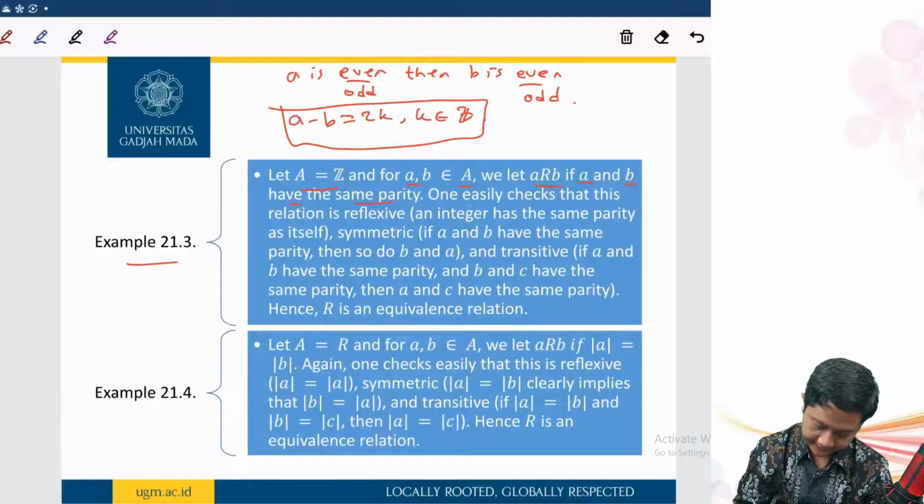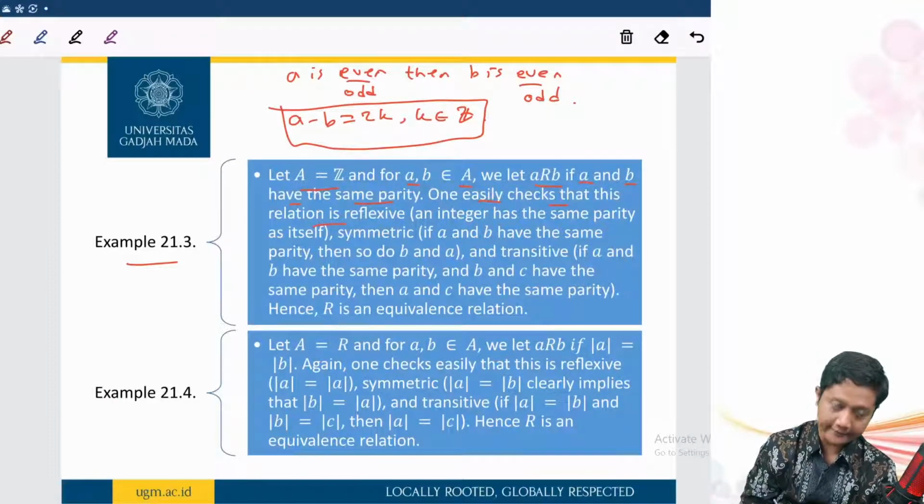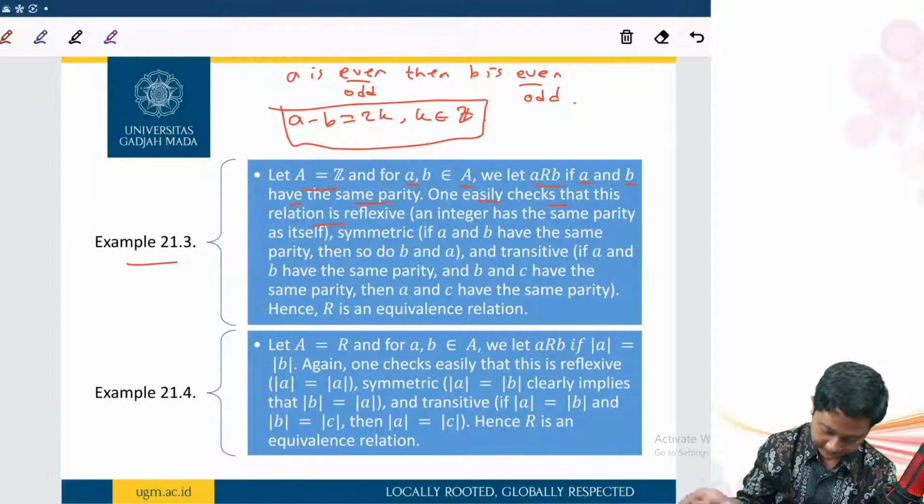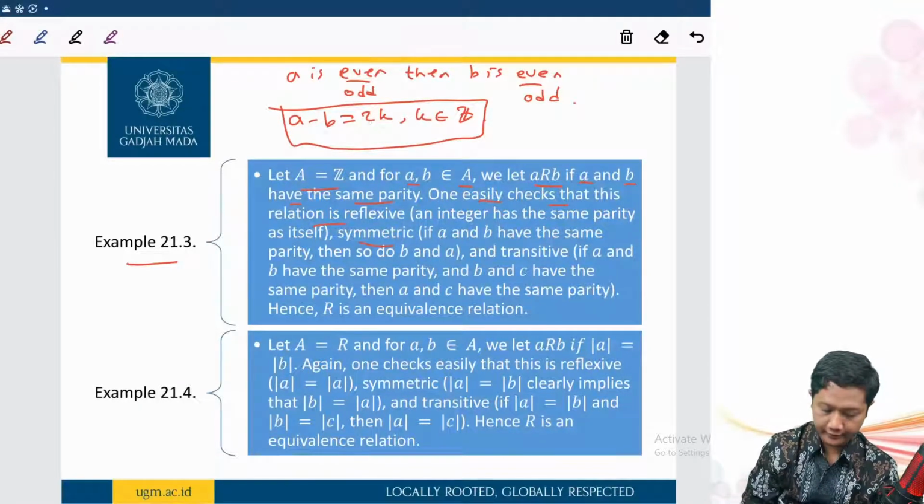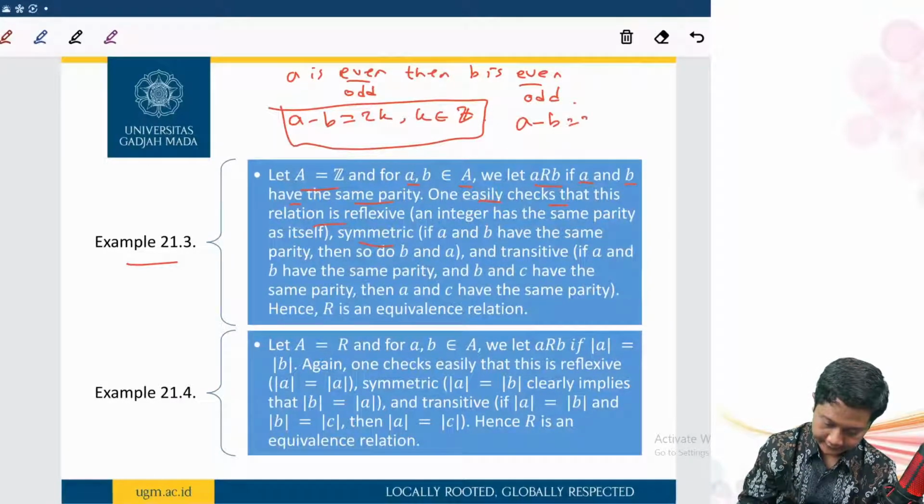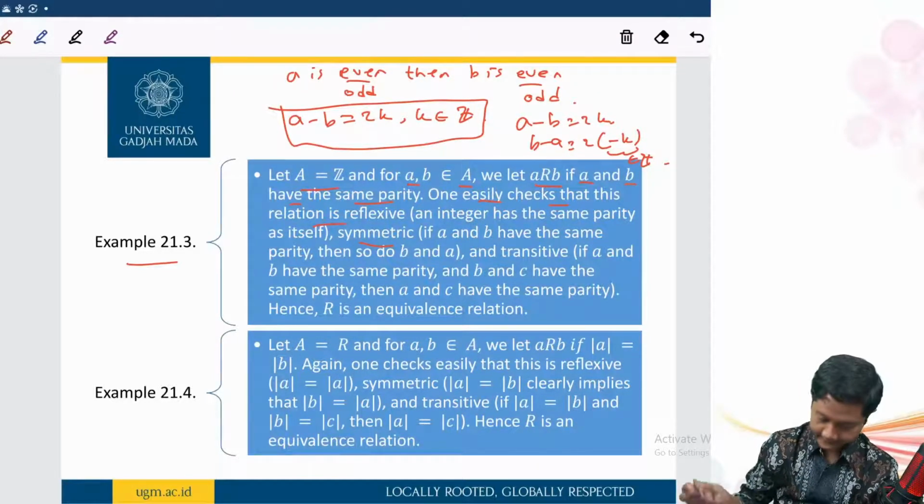And we can check easily that this one is reflexive. Why? a minus a is 0, and 0 is 2 times something, clear. Symmetric is clear. If a minus b is 2k, then b minus a is minus 2k. So a minus b is 2k, then b minus a is 2 times minus k, and this one is also in Z. So this one is symmetric.